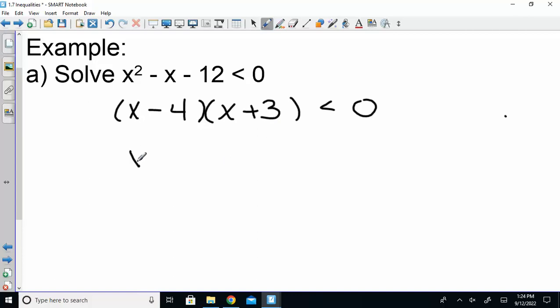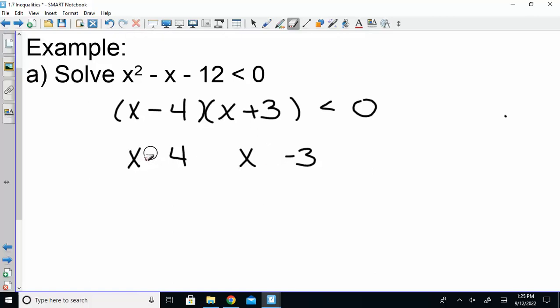A lot of people are really tempted to look at this and say that means x has to be less than 4 and x has to be less than -3. But let me ask you a question. If I picked a number like -5, if you plug in -5, you get 25 plus 5 minus 12. Is that less than 0? No. So it doesn't work with the inequality to just say both of them get the less than.